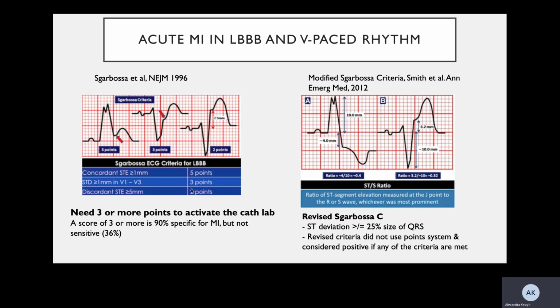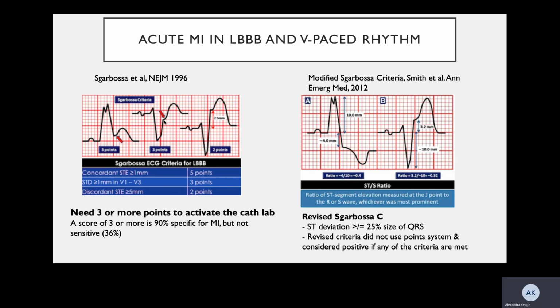And so that would be a sign of ischemia as well, but that was less sensitive. That's only 2 points. And so in his criteria, you need 3 or more points to activate the cath lab. So in his studies, it showed that a score of 3 or more points is 90% specific for an MI, but not very sensitive.